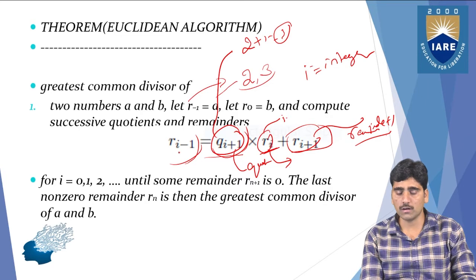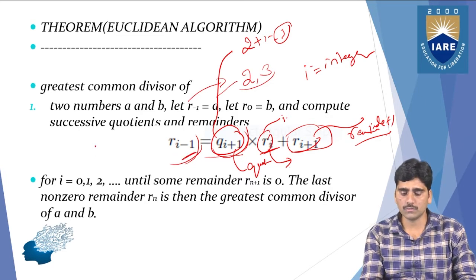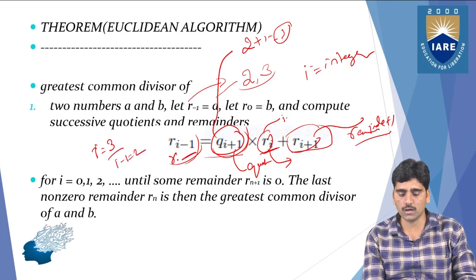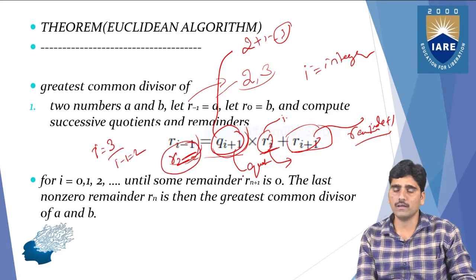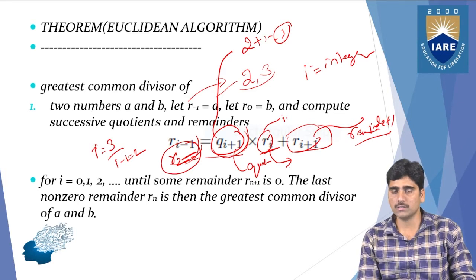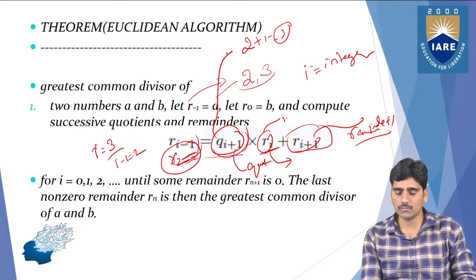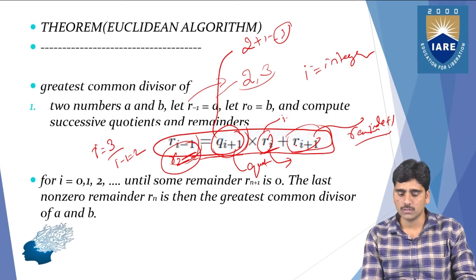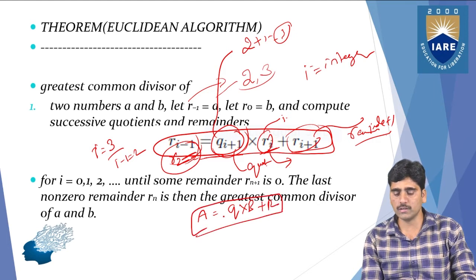And R i minus 1: if I equals 3, then I minus 1 equals 2, so that is R 2, a real number 2 with coefficient 3. Like that you can consider it. To find this Euclidean algorithm, we have this formula, which is the technical form. But you can simply say A equals Q into B plus R. This is the way you can simplify this formula.